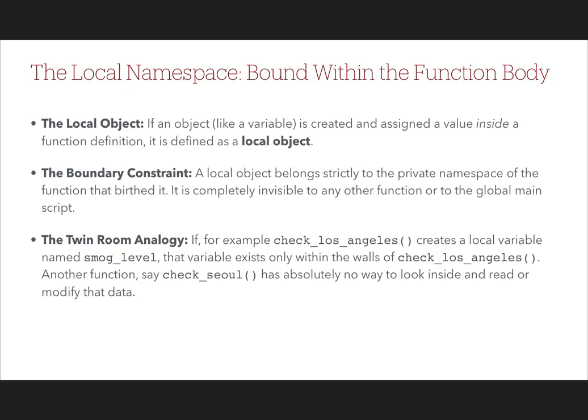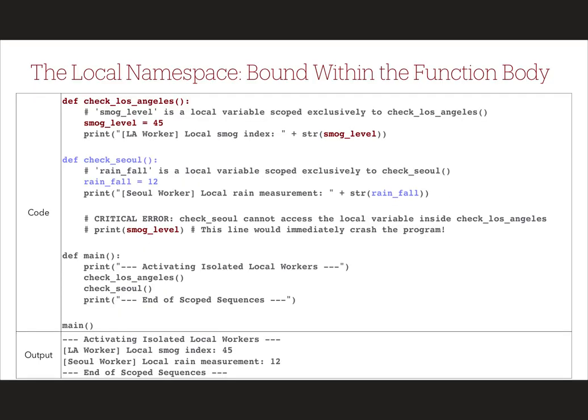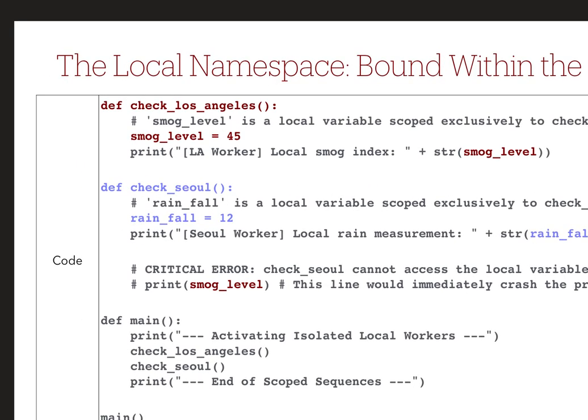So here is some example. Suppose that I have three functions: check Los Angeles, check Seoul, and the main function. Those three are considered. In the check Los Angeles function, I defined the smoke level variable with value 45.